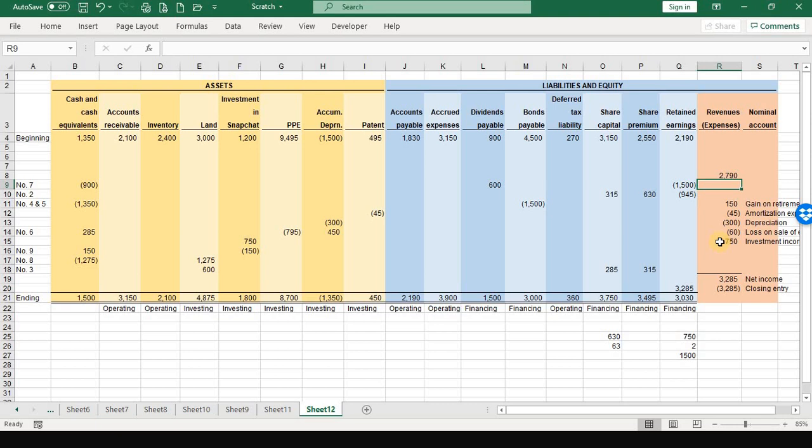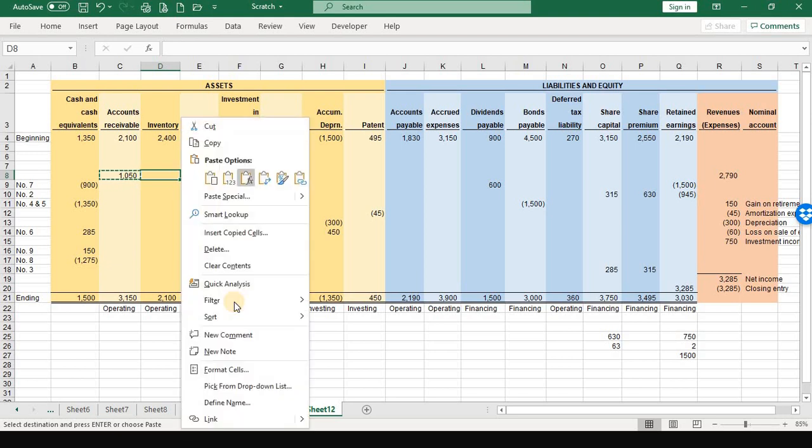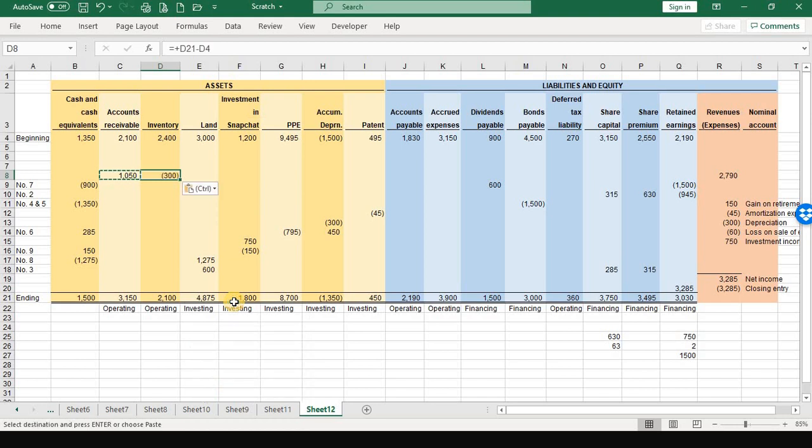Now, let's account the increases and decreases in the working capital. So for accounts receivable, there is an ending of 3,150 and the beginning of 2,100. It means there is an increase in accounts receivable of 1,050 pesos. For inventory, the ending is 2,100, the beginning is 2,400. It means there is a decrease of 300 pesos.